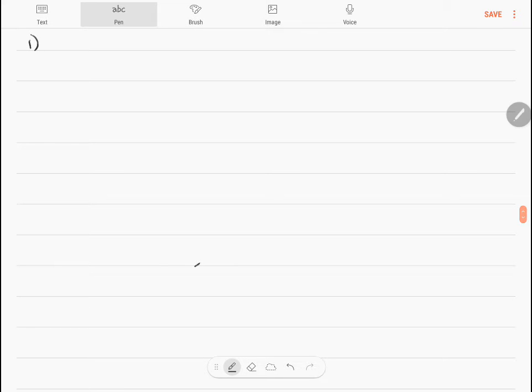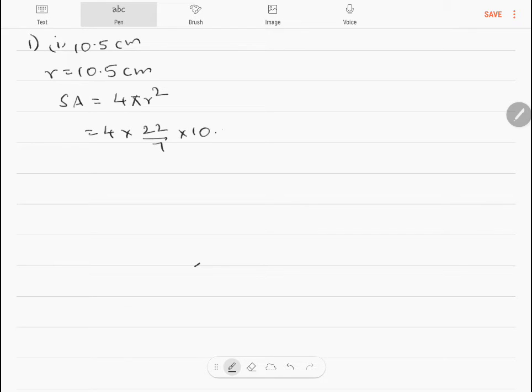Problem number 1. Find the surface area of the sphere of radius, number 1, 10.5 centimeters. Here radius is given to be 10.5 centimeter. Surface area of the sphere is 4 pi r square, which is equal to 4 into 22 by 7 into 10.5 into 10.5, because it is r square. This comes to 1386 centimeter square.